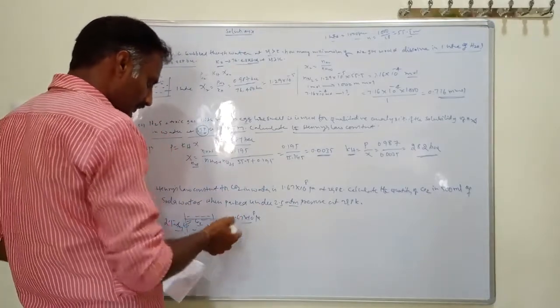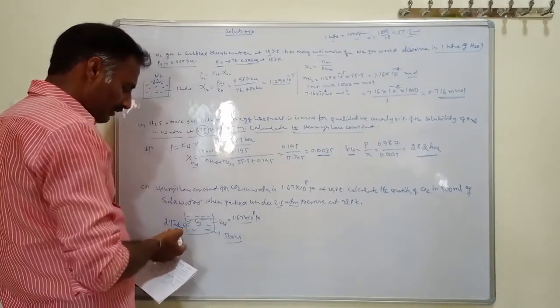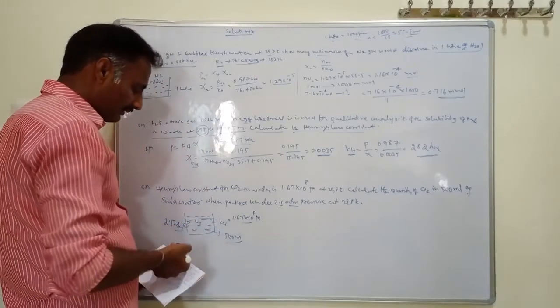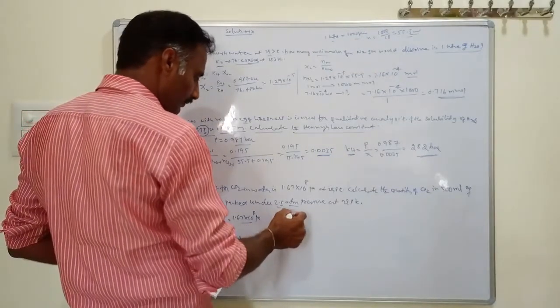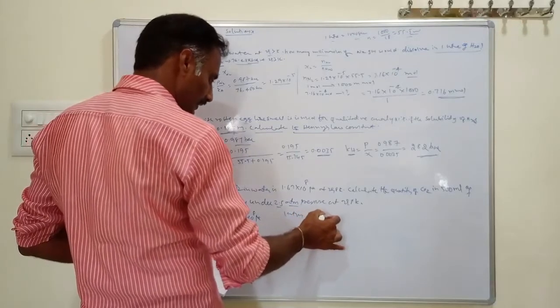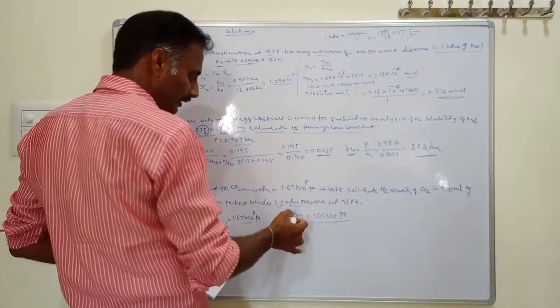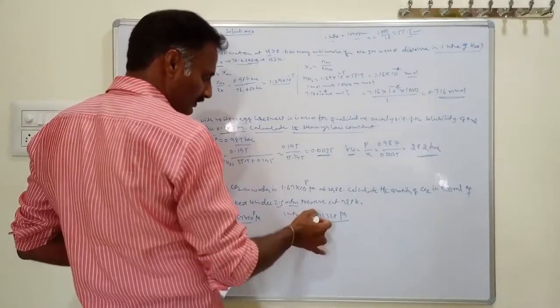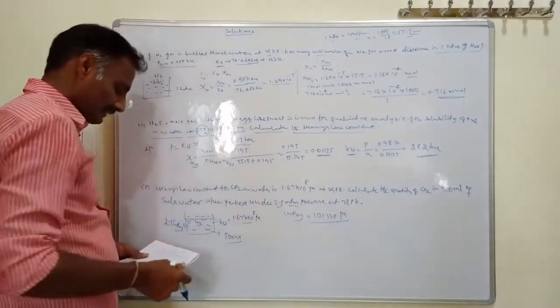The Kh value is given, and 2.5 atmosphere is given. Atmosphere pressure is converted into pascals, since 1 atmosphere equals 101,325 pascals. We know the conversion, so 1 atmosphere pressure equals 101,325 Pascal. By using this conversion, you convert atmospheres into pascals.